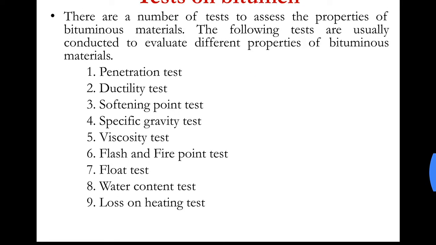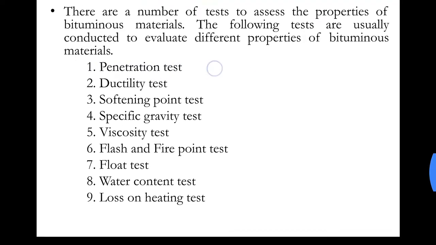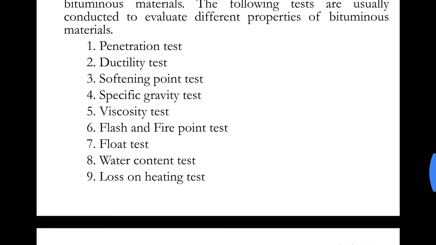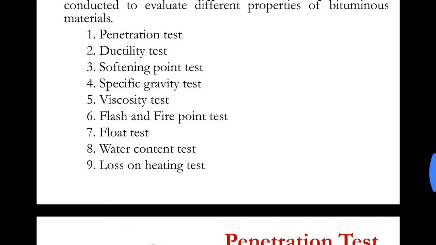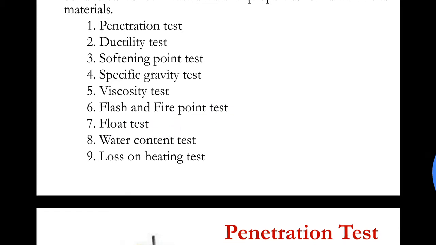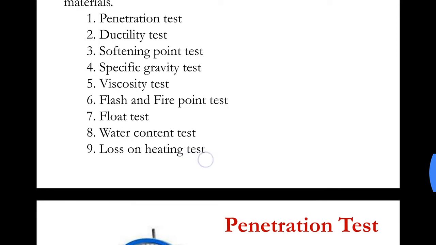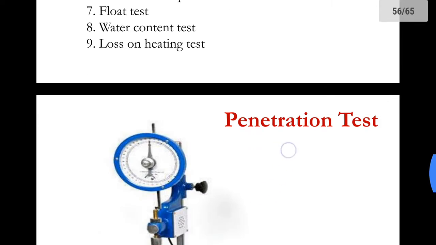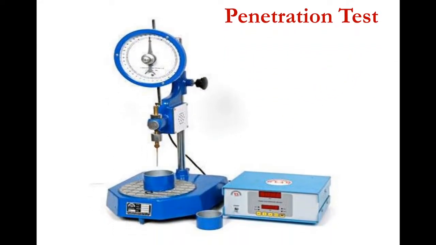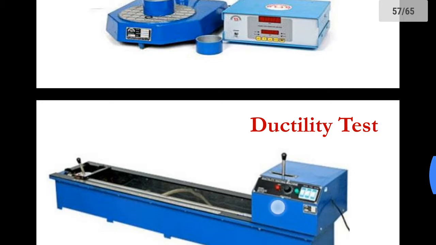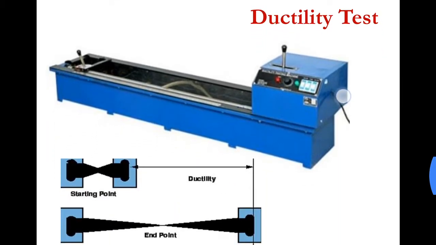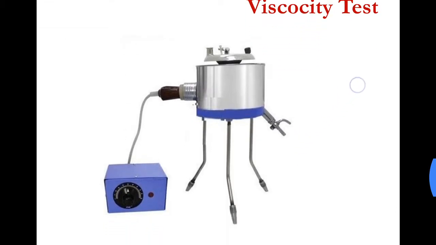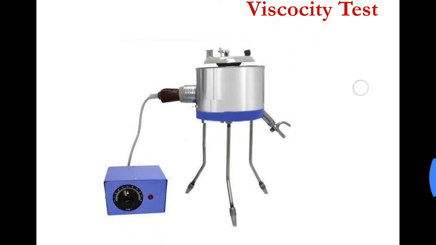So the first test is penetration test, ductility test, softening point test, specific gravity test, viscosity test, flash and fire point test, float test, water content test, and loss on heating test. Now these are a few tests that are conducted on bitumen. Now this is the apparatus which is used for penetration test. This here is used for ductility test, and this apparatus is used for viscosity test.